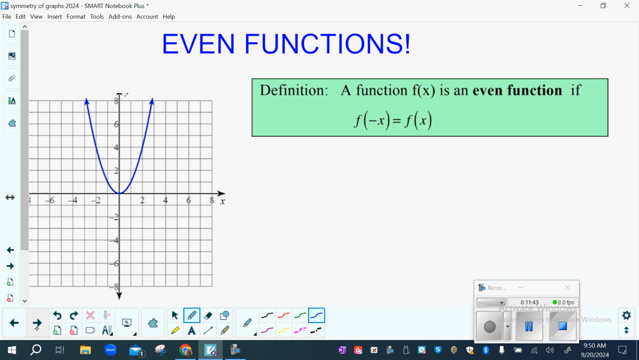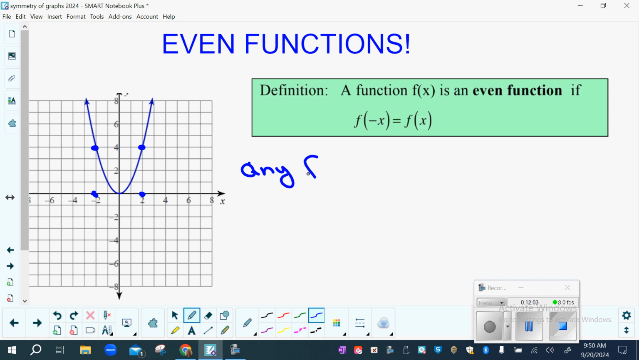Let's say I plugged in the number 2. Plugging it in, I get 4. Then I plug in -2. Look what I get: 4 again. That means it's even. So here's what I want you to write down: the definition of an even function. Here we go.